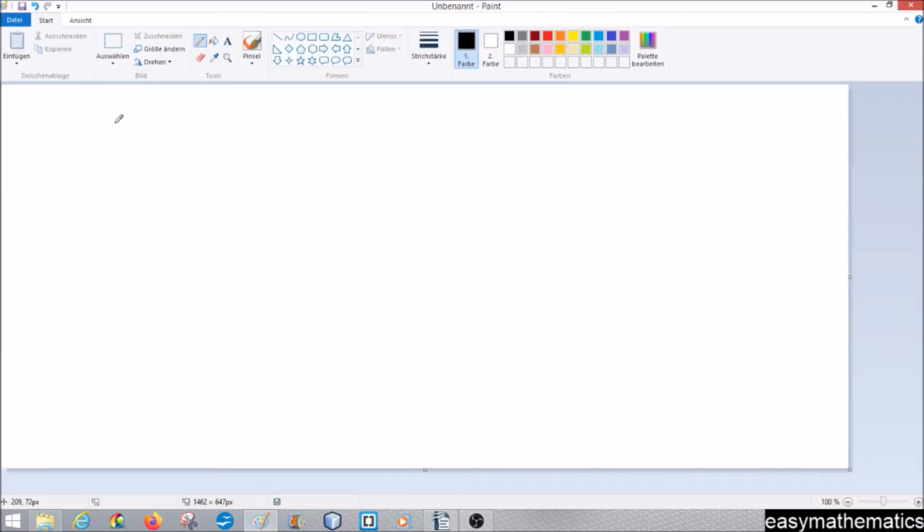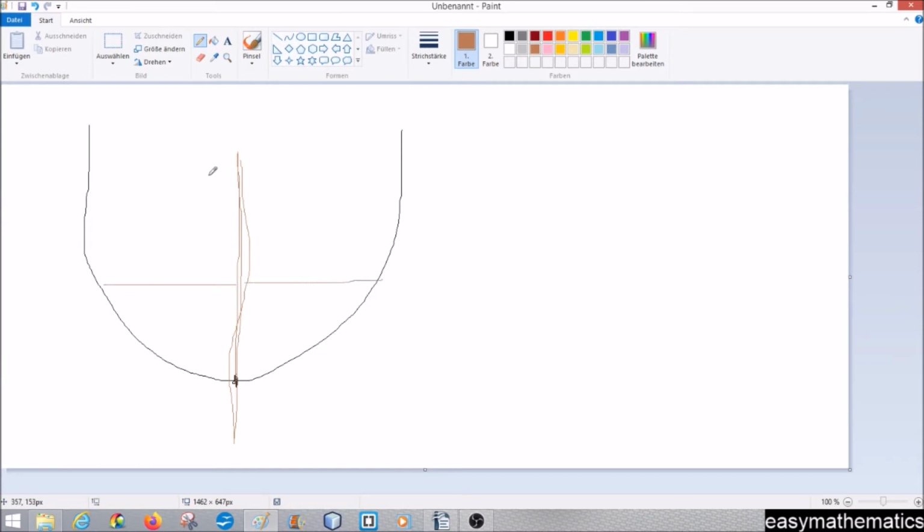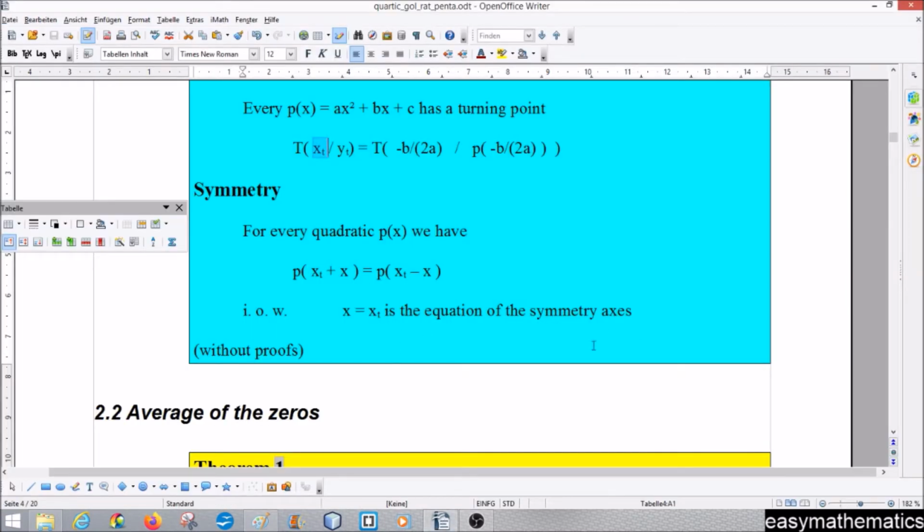Just to make it clear graphically, if we have a parabola, then of course here is our turning point, and every parabola is symmetric about the x coordinate of the turning point. So this distance is the same as here, and that's for all points. I'm pretty sure you know that, but just in case. Okay, so we start easy.